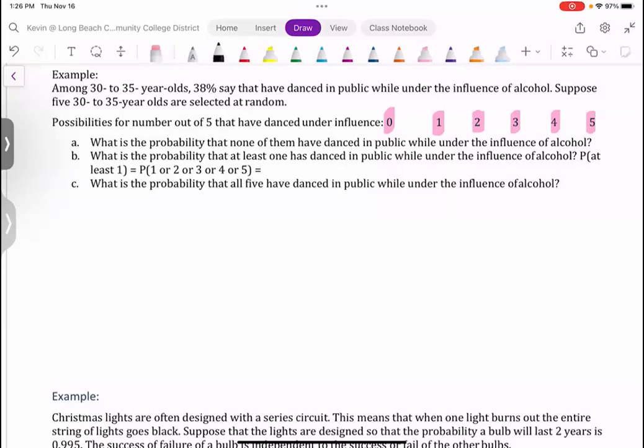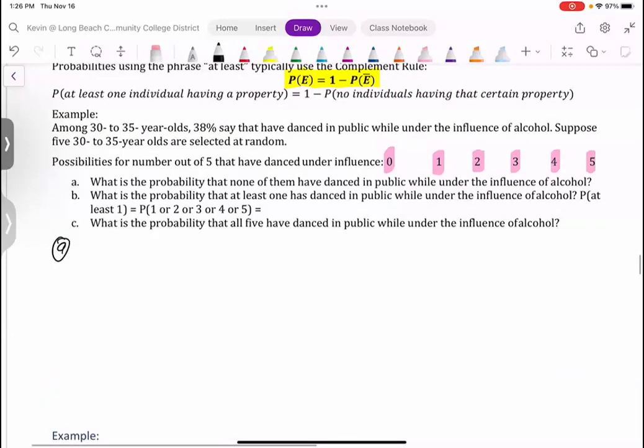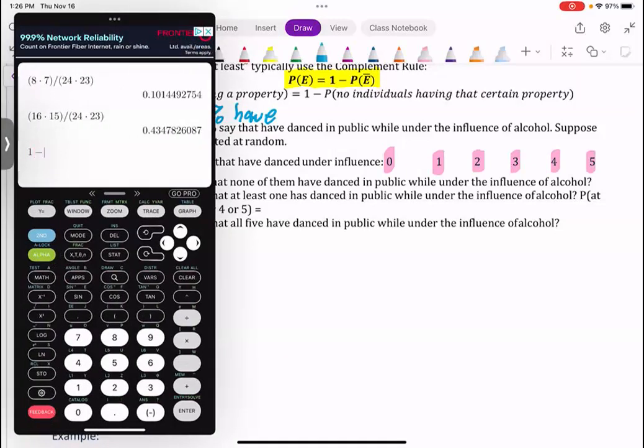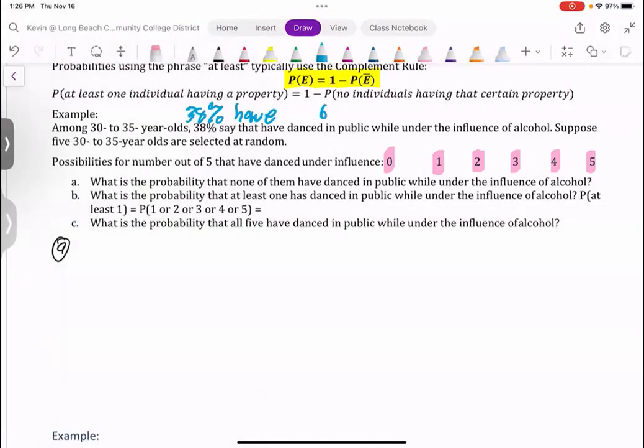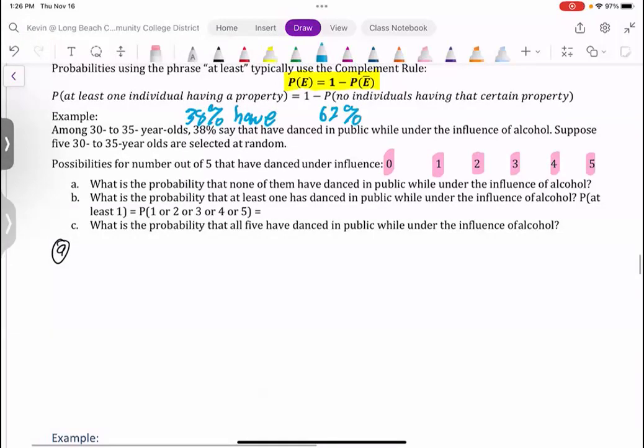So for part A, it says, what is the probability that none of them have danced in public while under the influence? So just to be clear, 38% have. That means 1 minus 0.38, 62% have not.